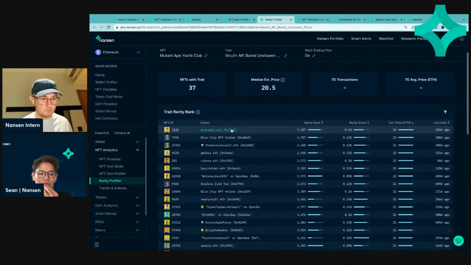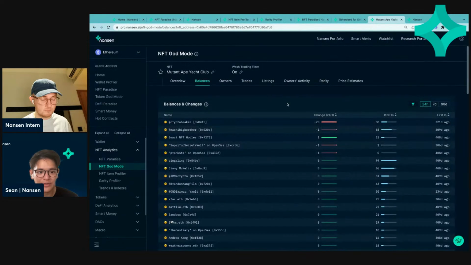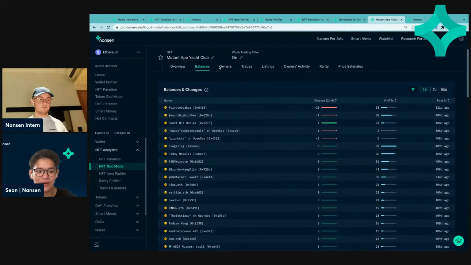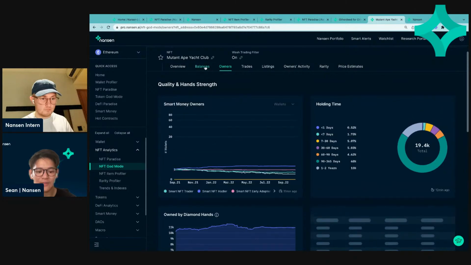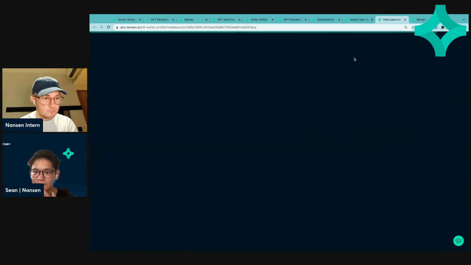And the last one would be Wallet Profiler. For Wallet Profiler, there are a lot of places where you can go into it, right? Earlier, most of them came from God Mode. So if you're at the Balances tab or Owners tab earlier, these are all places where you can go into a specific wallet. So let's say we want to take a look at maybe Sandbox Wallet, which is categorized as smart money.